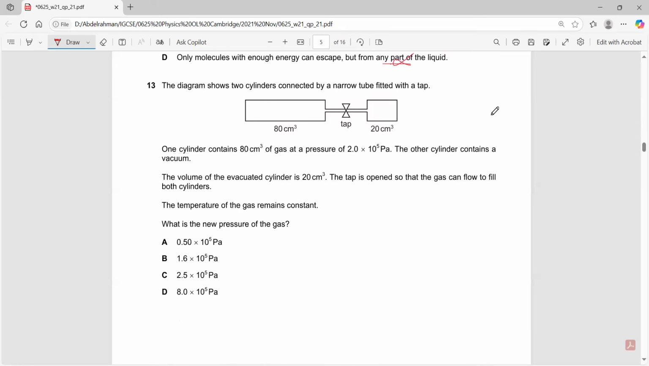Diagram shows 2 cylinders connected by a narrow tube fitted with a tap. One cylinder contains 80 centimeters cubed of gas at pressure 2 times 10 to the power of 5. The other container contains a vacuum. The volume of the evacuated cylinder is 20 centimeters cubed. The tap is opened so the gas can flow to both cylinders. The temperature remains constant. What is the new pressure of the gas?